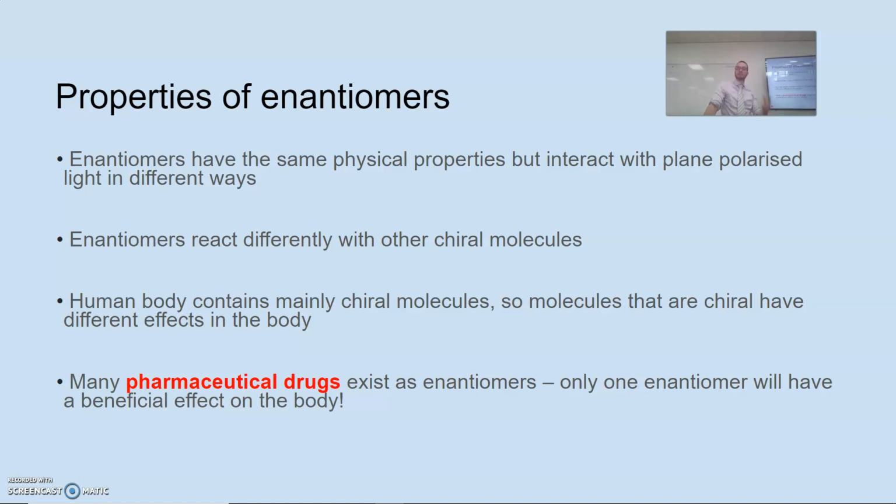Human bodies contain many chiral molecules. So molecules that are chiral have different effects in the body. Pharmaceutical drugs, many exist as enantiomers. Only one of the enantiomers will have that beneficial effect on the body. The other may have no effect or may have a disastrous effect.